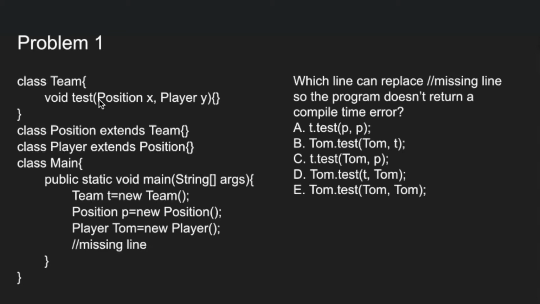However, you can't have it the other way around. So you can't specify a child class type object and then pass a parent class object when you're running the method. So therefore the answer choice is E, because we have Tom here, which is a type player, and player is a child of the class position. And then we have Tom here, and so Tom is a player, and this method needs a player.